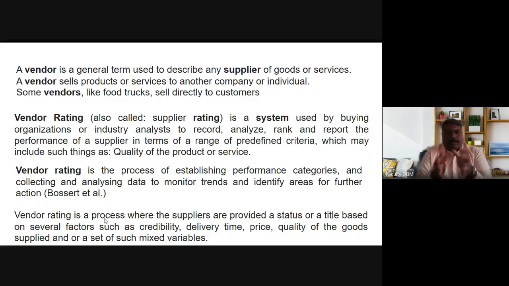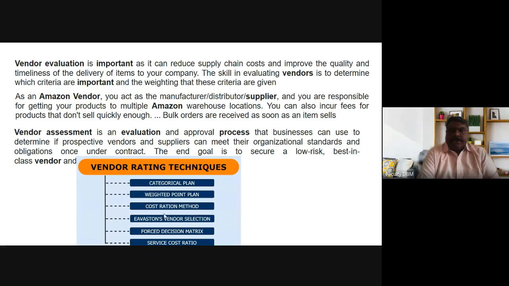So in the rating process, we provide a status and several factors, that is, as I said earlier, credibility, delivery time, price, quality of goods supplied, or a set of such qualities that we are going to look into.